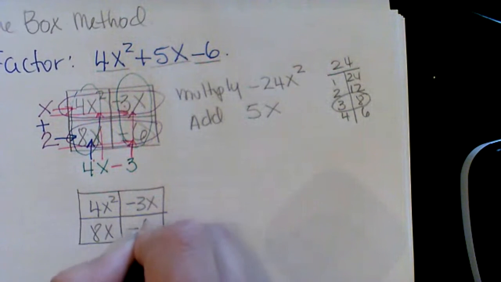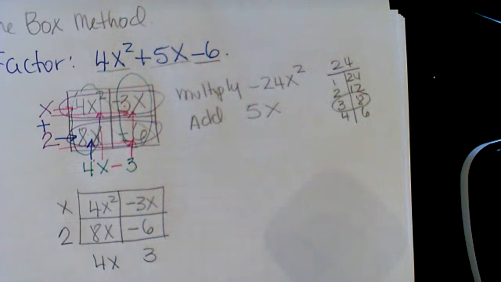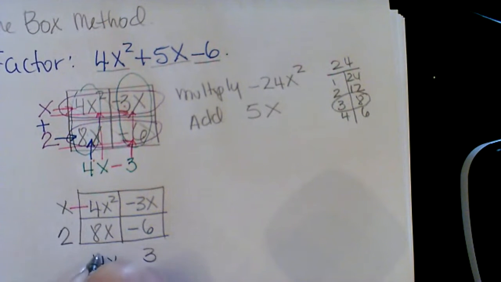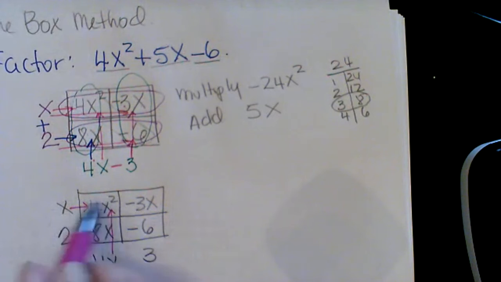Let me rewrite it that way you guys see what I just did. We had the 4x, the 3, the x, and the 2. So what I did first was the x times the 4x, right? That's how I got this number. It's x times 4x, 4x squared. 4x times 2, it gives me the 8x.